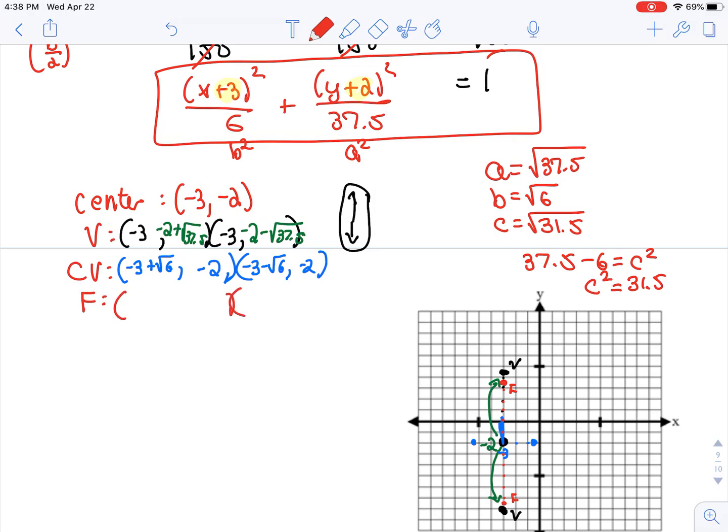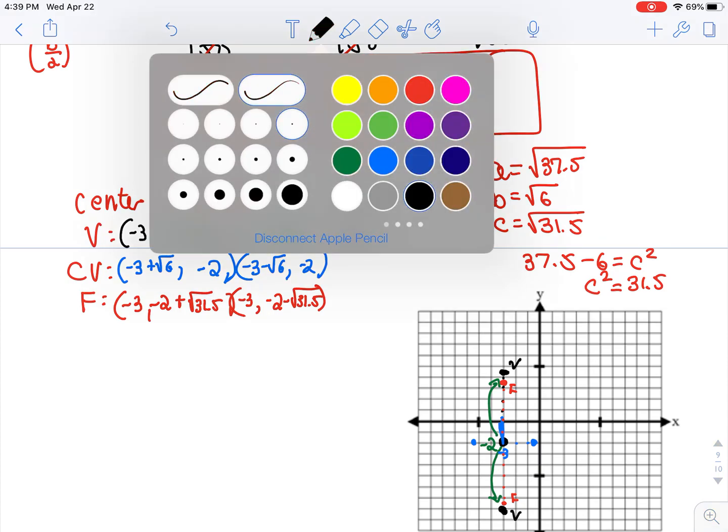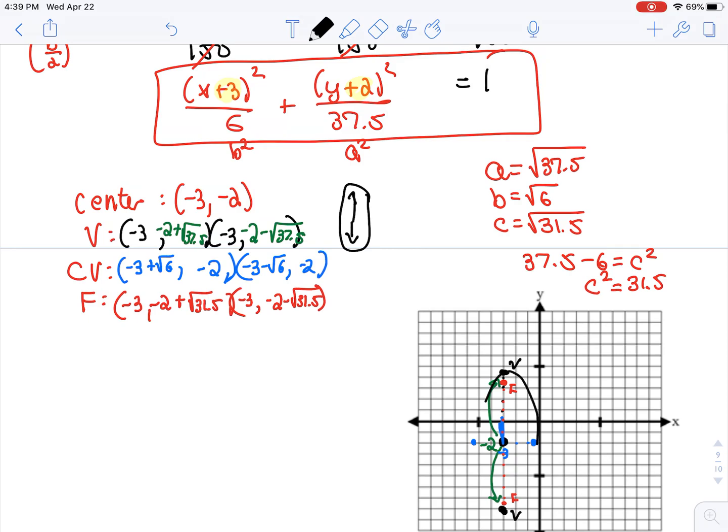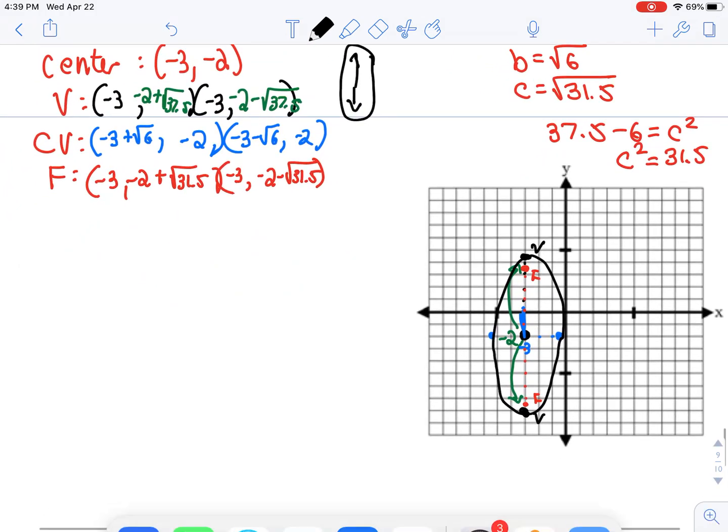And again, when I'm naming my focal points, you'll notice that just like the vertices, the focal points are going to have the same x value, -3, that won't change. But we were at a y value of -2, and then we went up the square root 31.5, and then we were at -2, and we went down the square root of 31.5. So these get a little bit messier, still graphable. Just pay attention to that center point when you are moving up, down, left, and right to really name and identify those vertices and focal points and things like that.